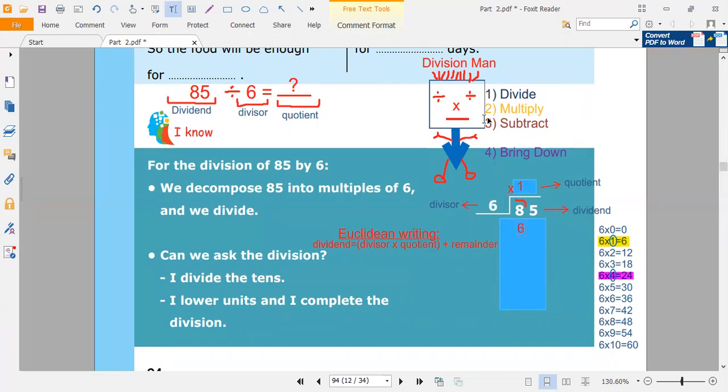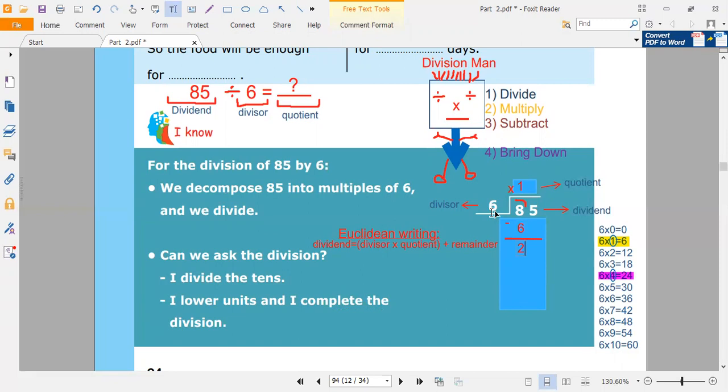And the third step, division man, what do we have to do? We subtract like his mouth. So now we have to subtract the numbers. 8 minus 6 equals 2. And to make sure the answer is right, after we subtract we should get a number smaller than the divisor, and 2 is smaller than the divisor.